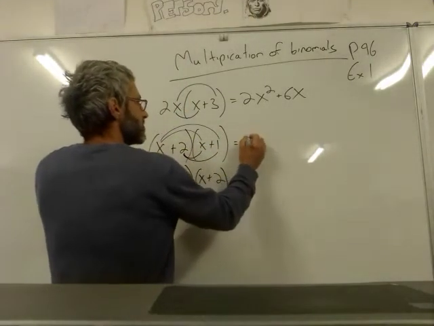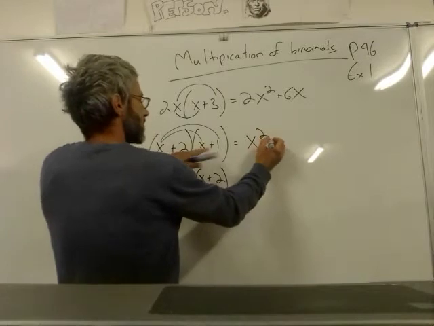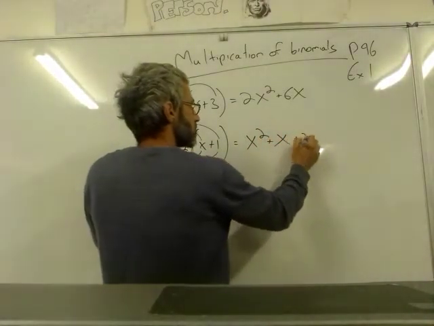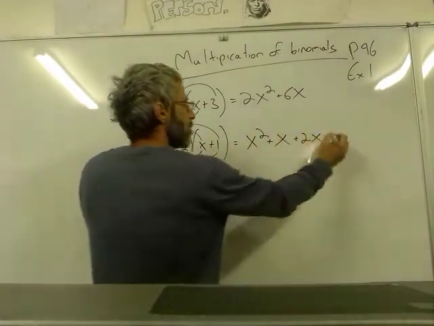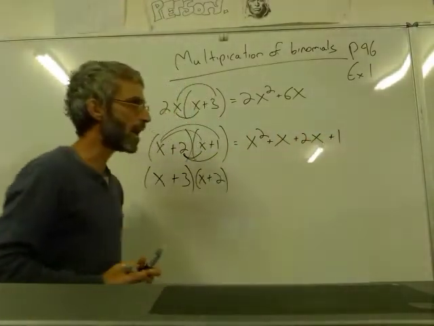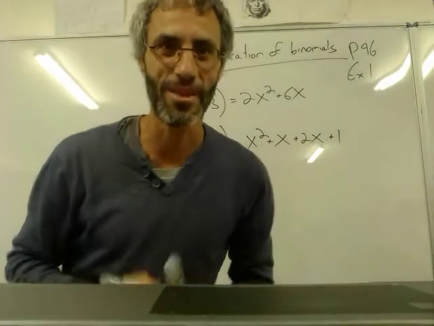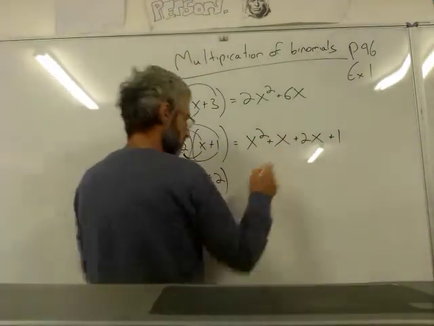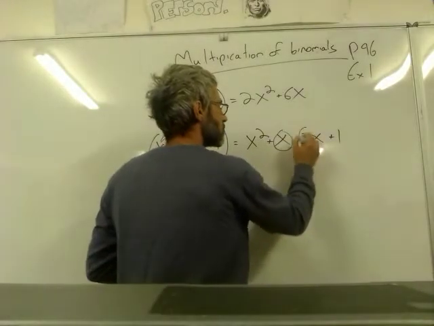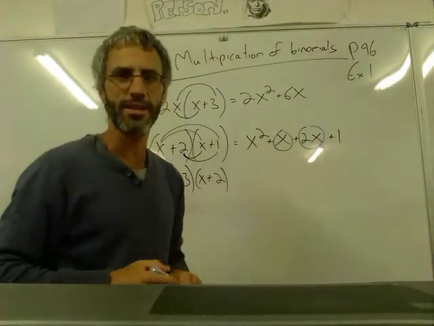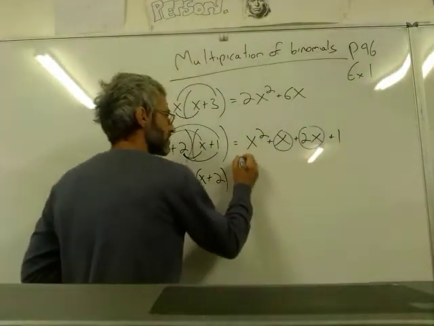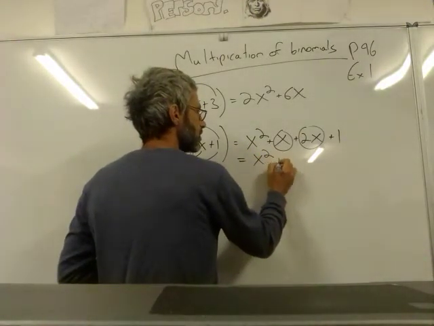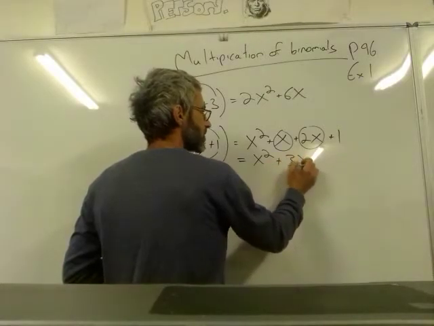x times x is x squared. x times 1 is x. 2 times x is 2x. 2 times 1 is 2. Now I've got to ask myself, is there something I can do here? And the answer is yes. Look at these two terms. These two terms are like terms, x and 2x. I can simplify, I must simplify. We can't just leave it like that. And I have to write x squared plus 3x plus 2.